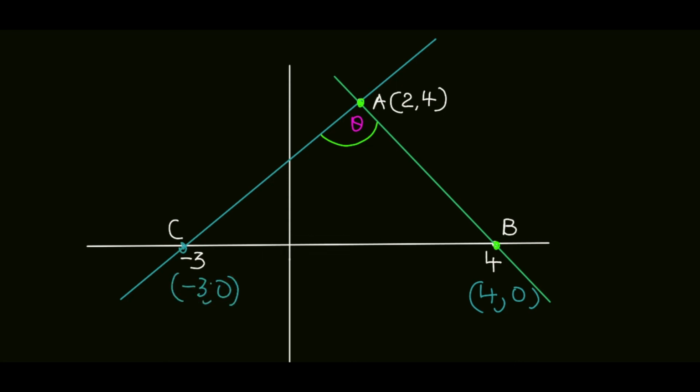So from there we can do the same thing. We can find the gradient of line AB. So the coordinates are: this is x1 and y1, x2 and y2.